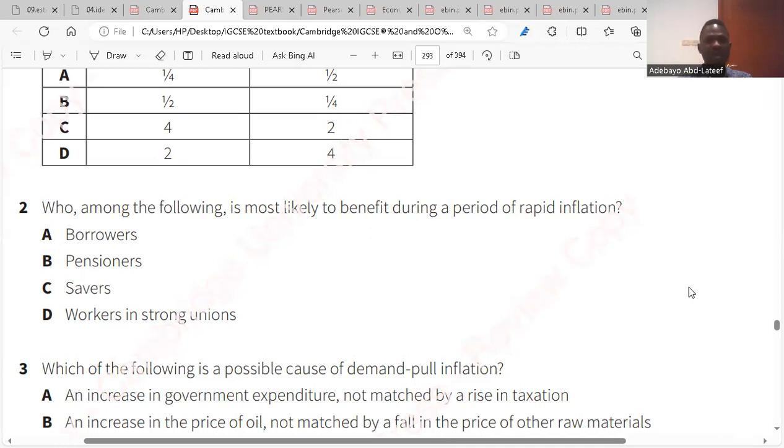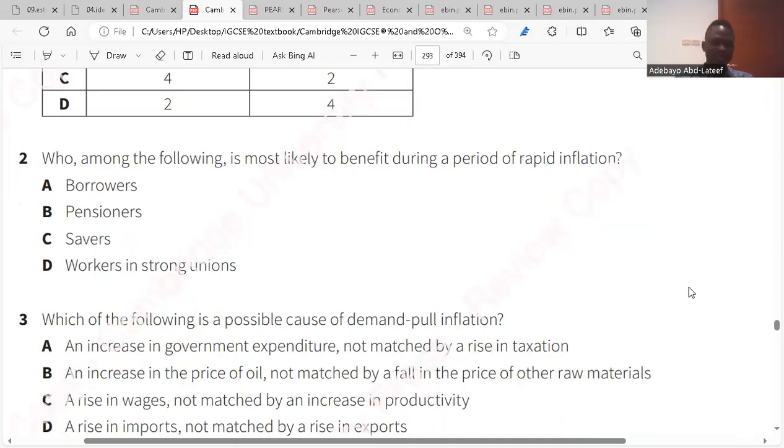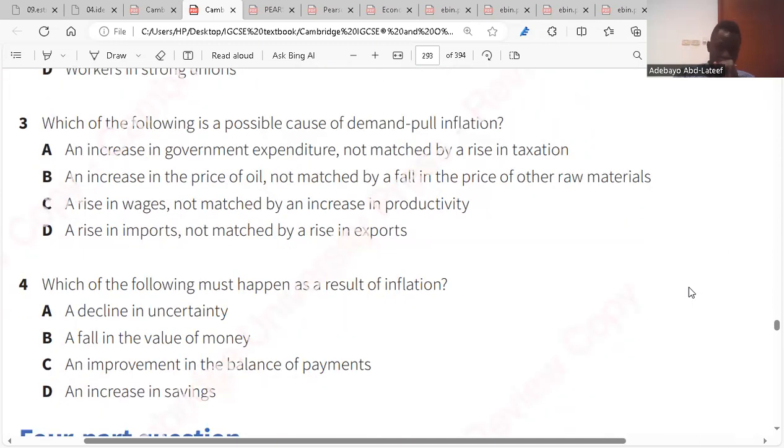Workers in strong unions will be able to bargain for higher prices. Yes or no? For borrowers, listen, they might get less. If they are in debt, they might not borrow. If borrowers, you said rapid inflation for borrowers, when they borrow more, they will get in debt. So, workers in strong unions, because they'll be able to bargain for higher pay. So it's D. I told you it's either A or D.